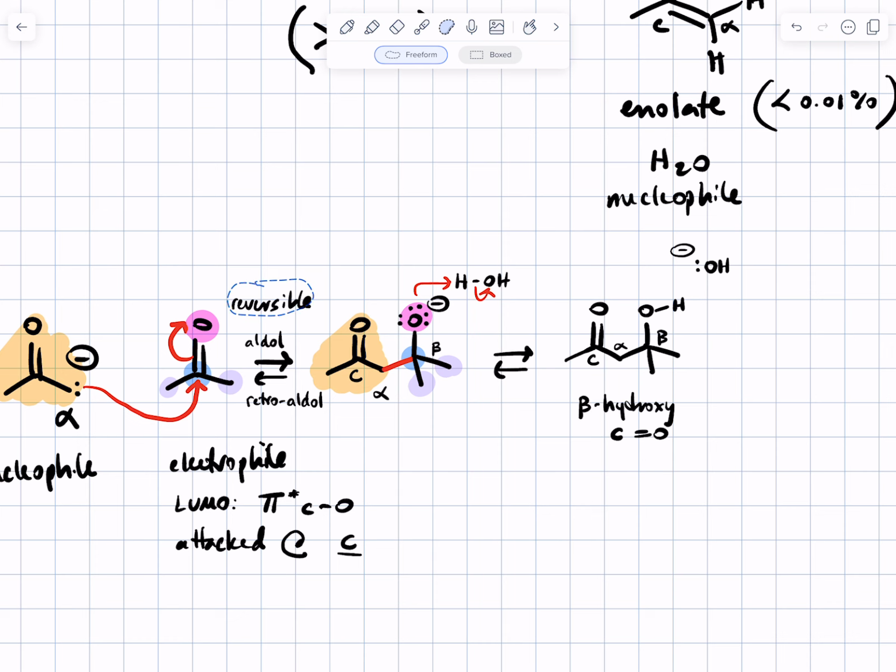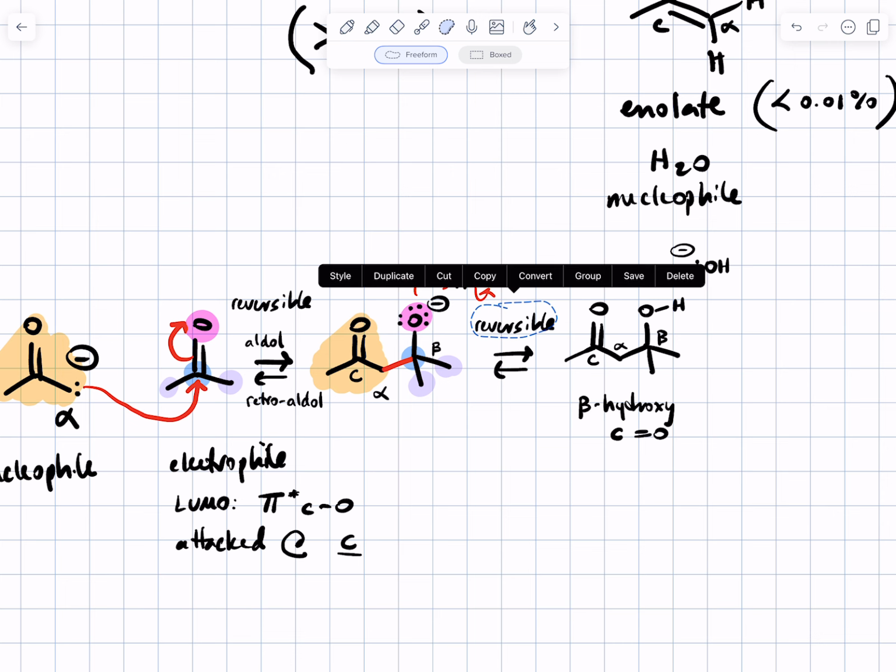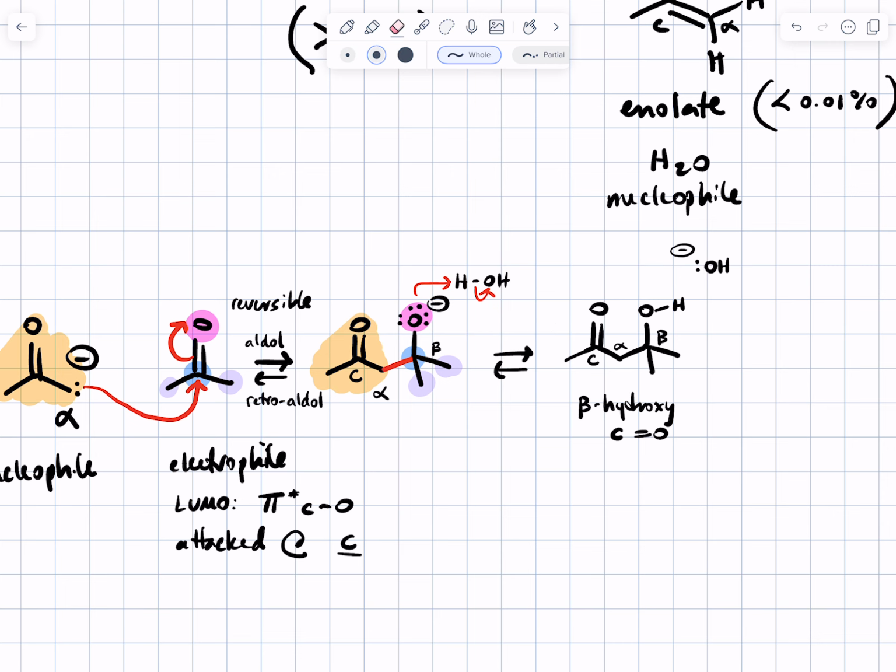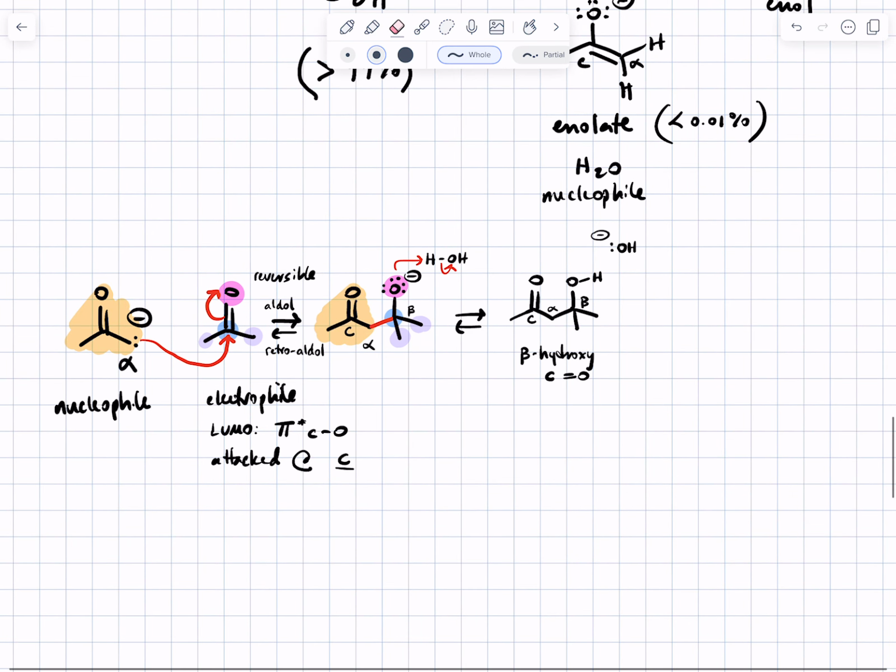I don't want you to get the idea that I need to write out the word reversible in order for a step to be reversible, so I'm just not going to do that. Okay, so that is a legitimate aldol product.